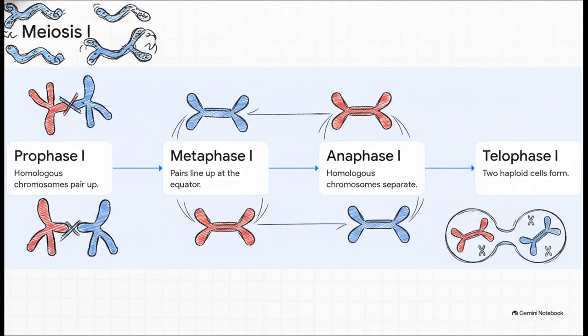Moving into metaphase I, these paired-up homologous chromosomes arrange themselves right down the middle, or the equator of the cell. Then in anaphase I, the spindle fibers pull them apart. And pay attention here, the sister chromatids stay together. It's the homologous pairs that are being separated to opposite ends of the cell. Finally, in telophase I, the cell divides. Boom. We've now reduced our chromosome number by half.